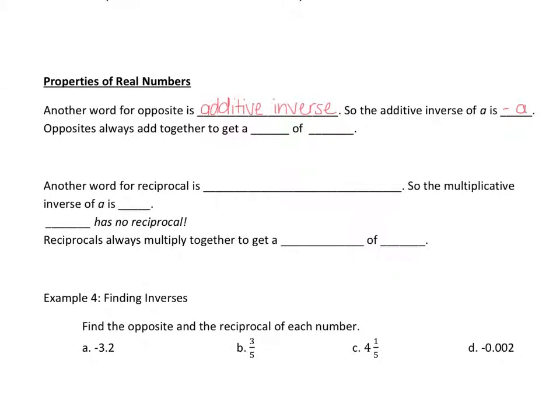Now, one way to know, this is like the definition, this is how you know it's an actual additive inverse, is the opposites always add together to get a sum of what? 0. Okay, so if we take A plus negative A, that equals 0. We can try it with a number. So 7 plus negative 7 equals 0. Okay, additive inverses, they add to get 0.